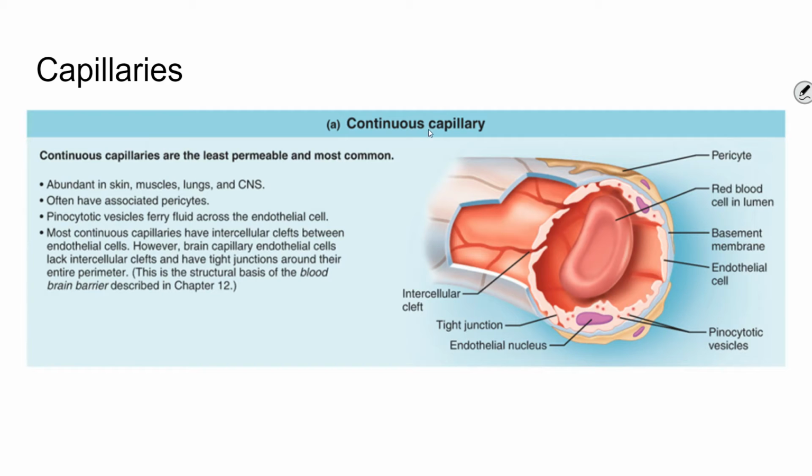The first type is the continuous capillary. They are abundant in skin. They're abundant in muscles, lungs, central nervous system. Probably the most common type of capillary. Also the least permeable, so it's harder for things to get in and out of these.